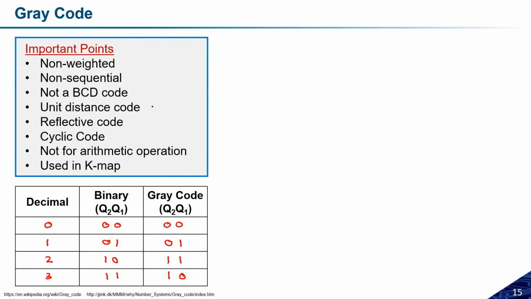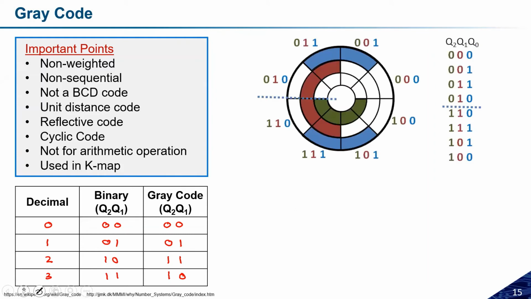Now only two things are left: why we call it cyclic and why we call it reflective. Let me explain these two things. Here we have some patterns. Whatever shades you are seeing here, either green, brown, or blue, indicate logic high, and white indicates logic 0.